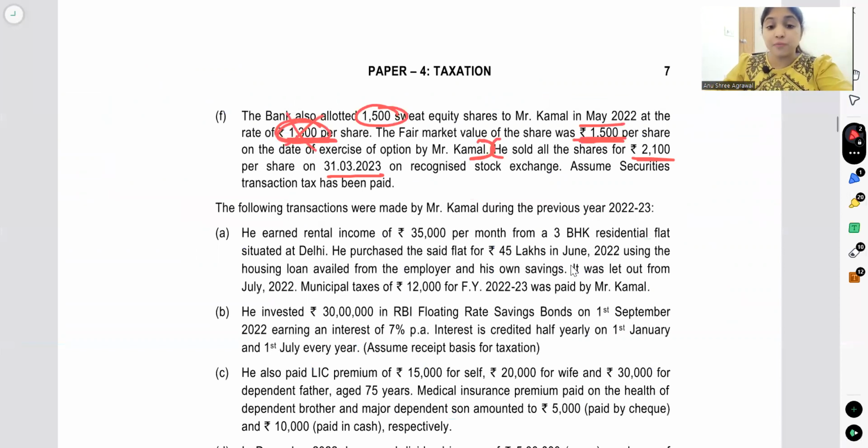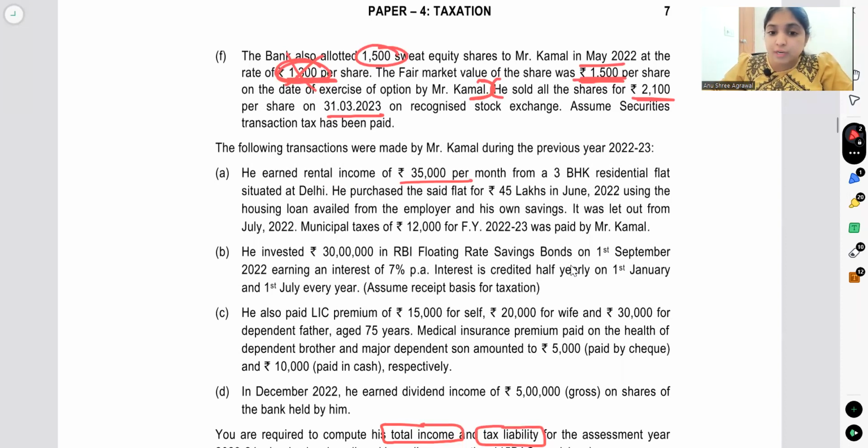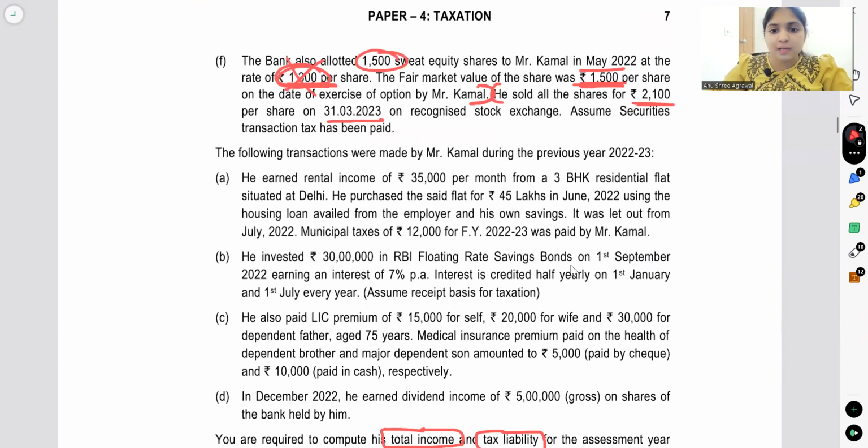Then what else? The following transactions were made by Mr. Kamal during the previous year 22-23. We have some more transactions. He earned rental income of 35,000 per month from a 3 BHK residential flat at Delhi. He purchased the flat for 45 lakhs in June 2022 using the housing loan availed from the employer. Remember, he had borrowed a loan from his employer, the concessional housing loan. Using that loan, he has purchased a house in June 2022. It was let out from July 2022.